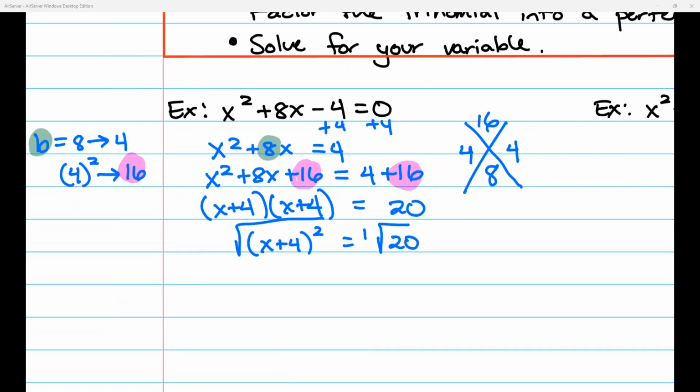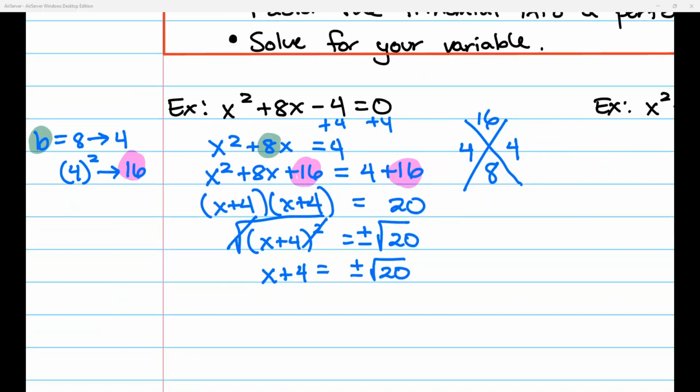Because I'm taking a square root, I need to add plus or minus. These are going to cancel. I get x plus 4 is equal to plus or minus square root of 20. Do you know the square root of 20? I don't. I know it's something like 4.5 or 4.6, something around those lines. So I'm going to leave it as square root of 20. As of right now, we're going to leave it as square root of 20. Later on, we will simplify that square root of 20.